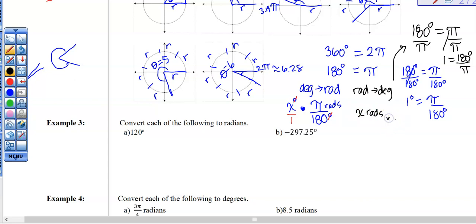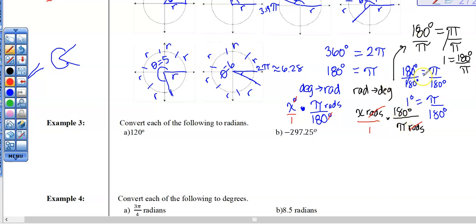And I want to get rid of rads, right? And be left with degrees. So I put pi rads in the denominator, and I put 180 degrees in the numerator, and then I put the rads over 1, just so you can see the fraction. That way I can cancel the dimension radians, and I'm left with the dimension degrees.